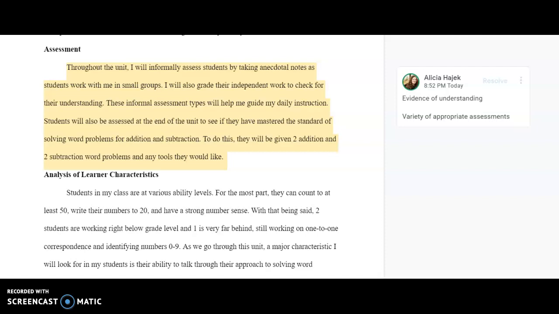And that kind of ties in with another question for this assignment, which is if I used a variety of appropriate assessments. I used informal assessments, anecdotal notes, and then at the end of the unit, I did a one-on-one assessment with each kindergartner to see if they met the standard of solving word problems for addition and subtraction. That had to kind of be done one-on-one, and actually I ended up doing it in small group, and my students did pretty well with that. So I do think that I had a variety of assessments. Some of them were paper pencil, but a lot of them were just performance-based.